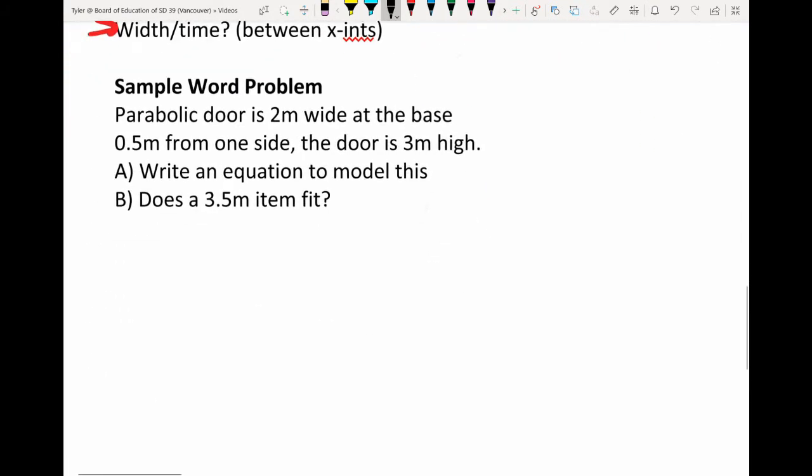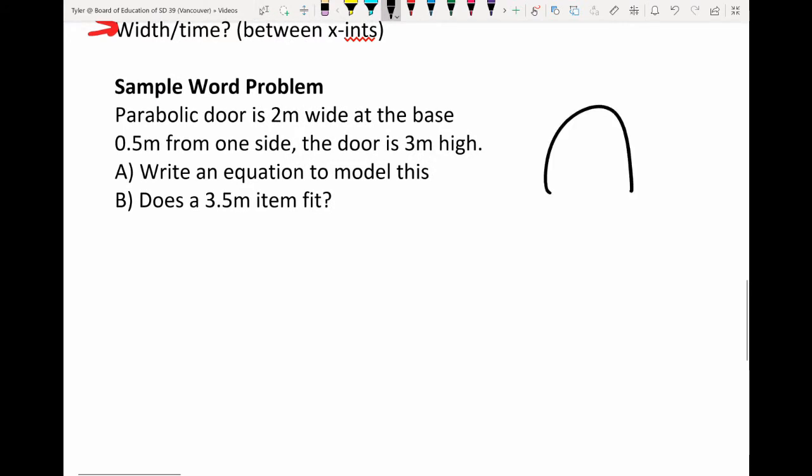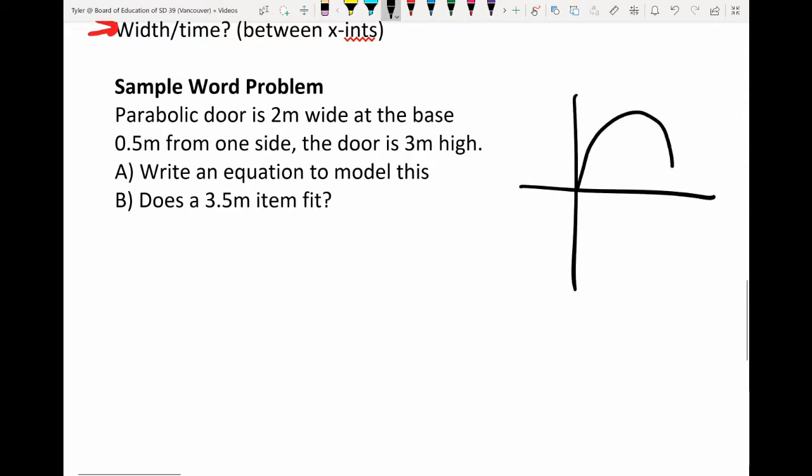Let's do a sample word problem, okay? A parabolic shaped door, so like that, right, is 2 meters wide at the base. 0.5 meters from one side, so like if you go in a little bit, it's 3 meters tall. We need to write an equation to model this door. So let's do it. It's 2 meters wide at the base. So I'm going to sketch a parabola really fast just so I can understand what's going on. That means that this is one of the zeros, and this zero is at 2 meters away.